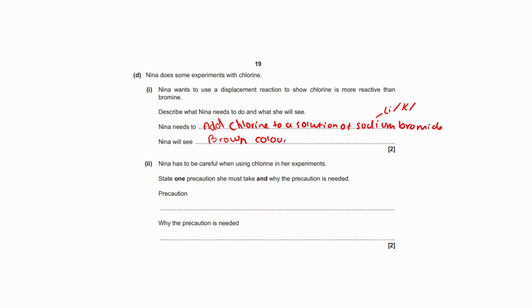You'll see a brown color appear, and that is because chlorine is more reactive than bromine, so it will kick it out, it will displace it, and chlorine will take the place of bromide to produce sodium chloride, and then bromine would be on its own. And that is brown. Bromine solution is brown, so that's why you see the brown color.